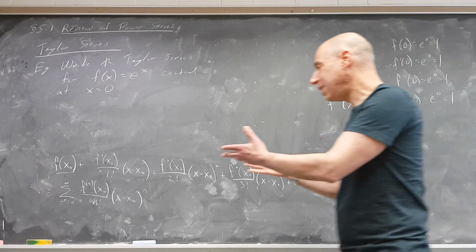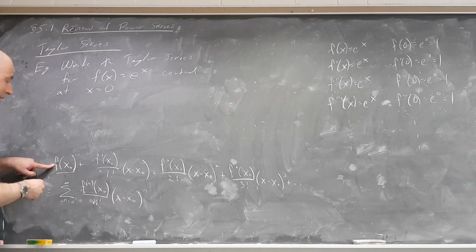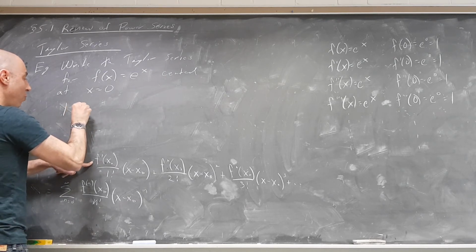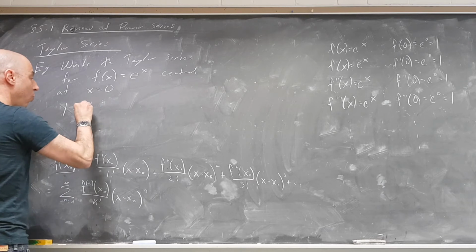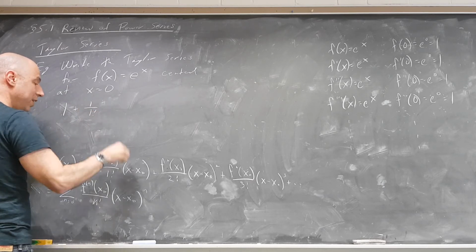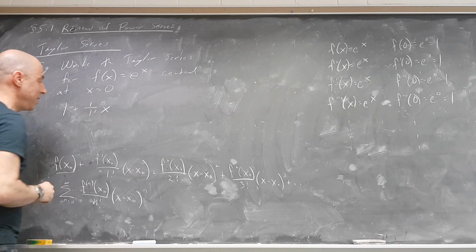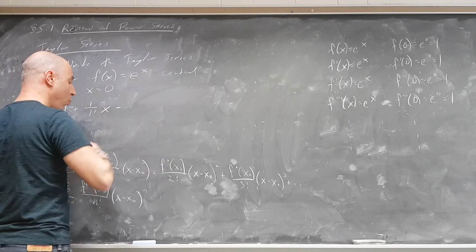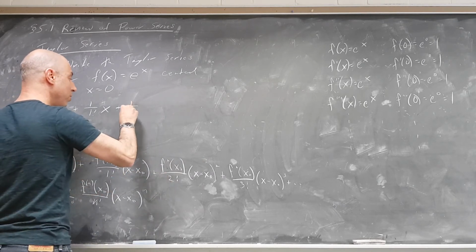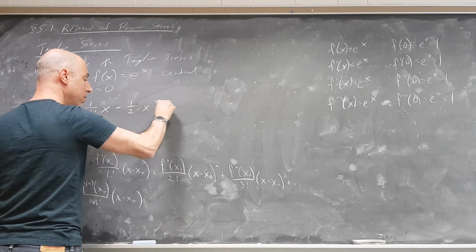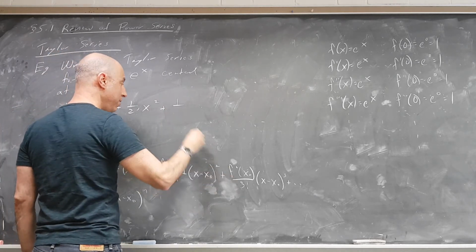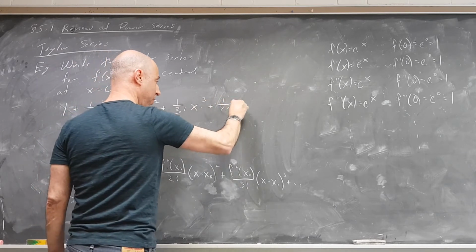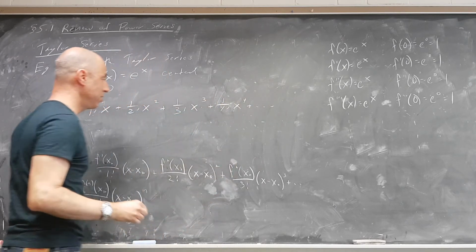So now it's just a matter of plugging everything in. F of 0 is 1. F prime of 0 over 1 factorial, that's just 1 over 1 factorial, 1 over 1 times x minus 0 times x. F double prime, which is 1 over 2 factorial, 1 over 2 factorial, x squared, 1 over 3 factorial, x cubed, 1 over 4 factorial, x to the 4th, plus, and so on.